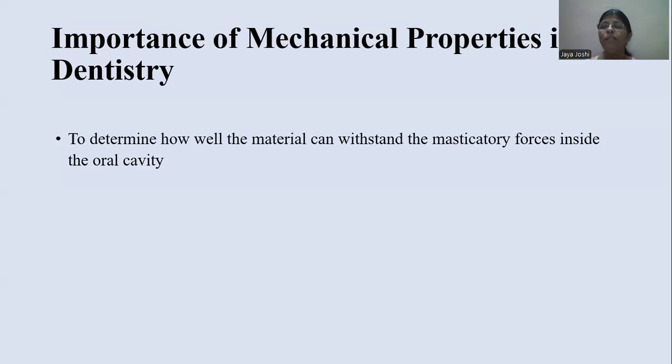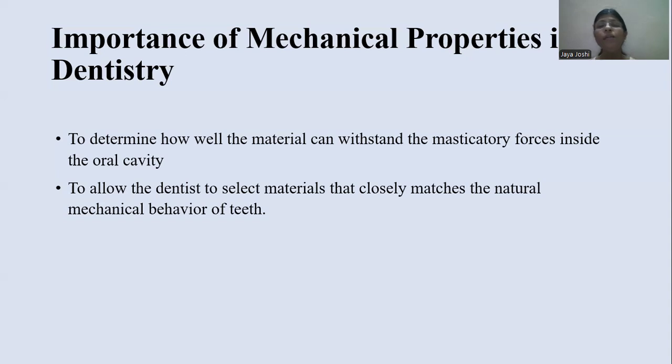Now, inside the oral cavity, suppose you want to place a restoration in the maxillary first molar. If the material is not strong enough, then it will not resist the masticatory forces and failure will occur. So you should have the knowledge of strengths of all the materials which you are using inside the oral cavity. Then, it allows the dentist to select the materials which closely match the natural mechanical behavior of the tooth. This is very important. The property should match that of the natural mechanical behavior of the tooth.